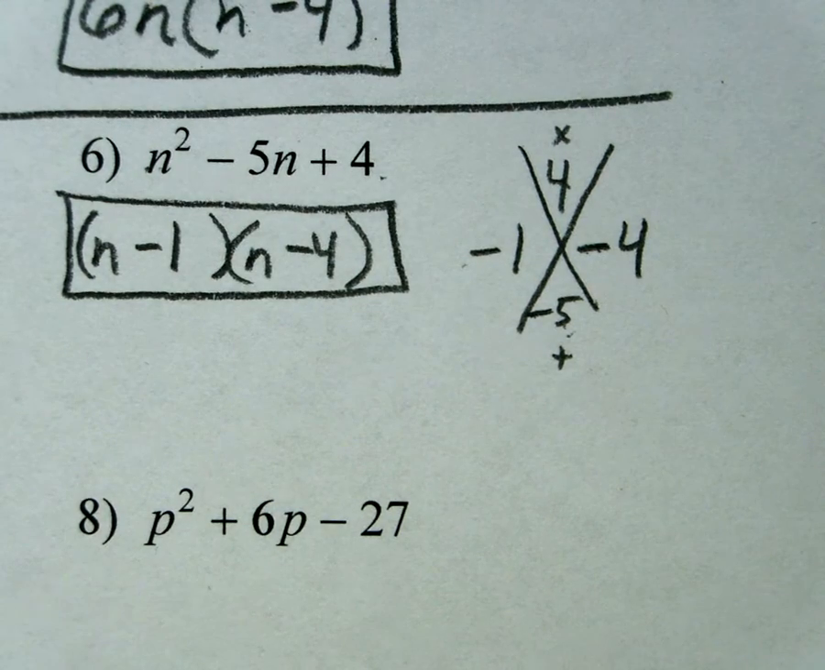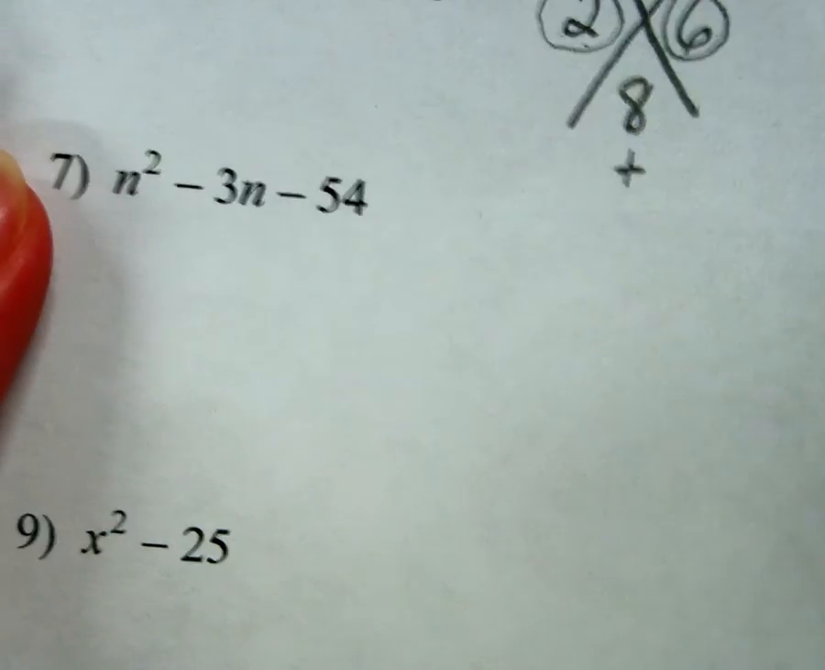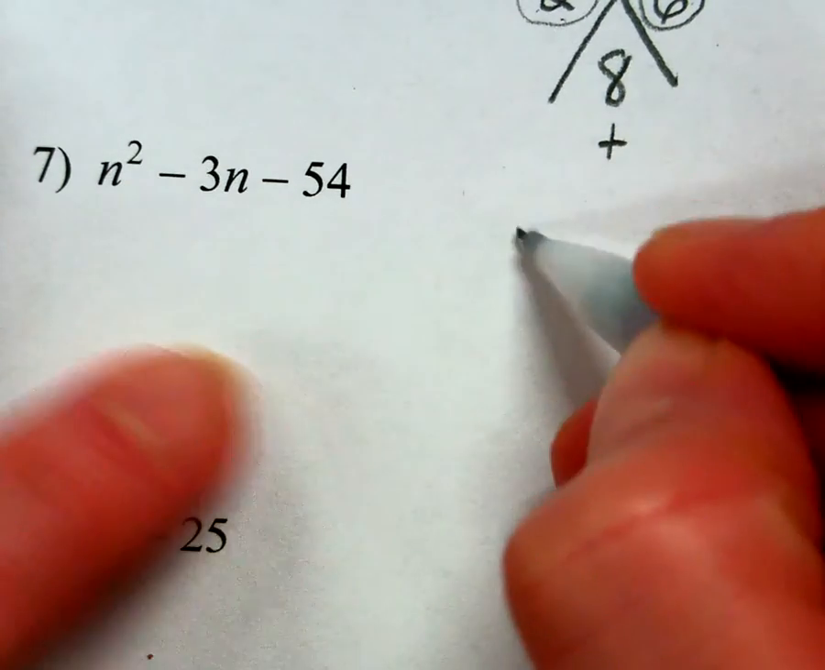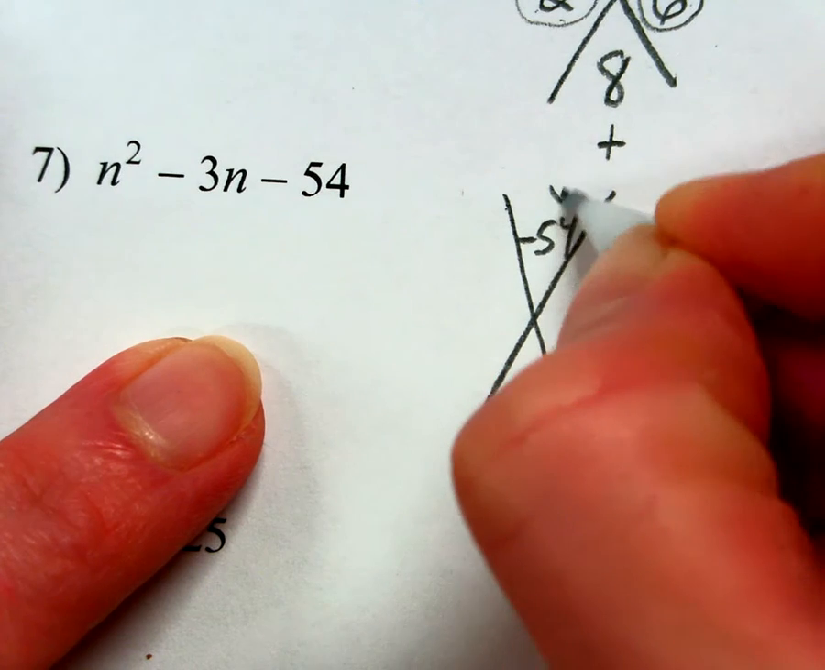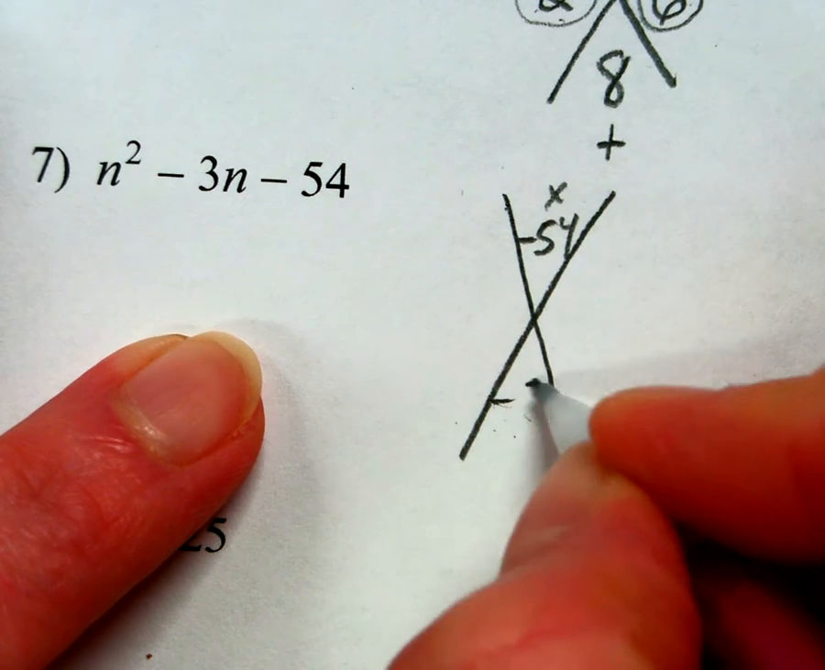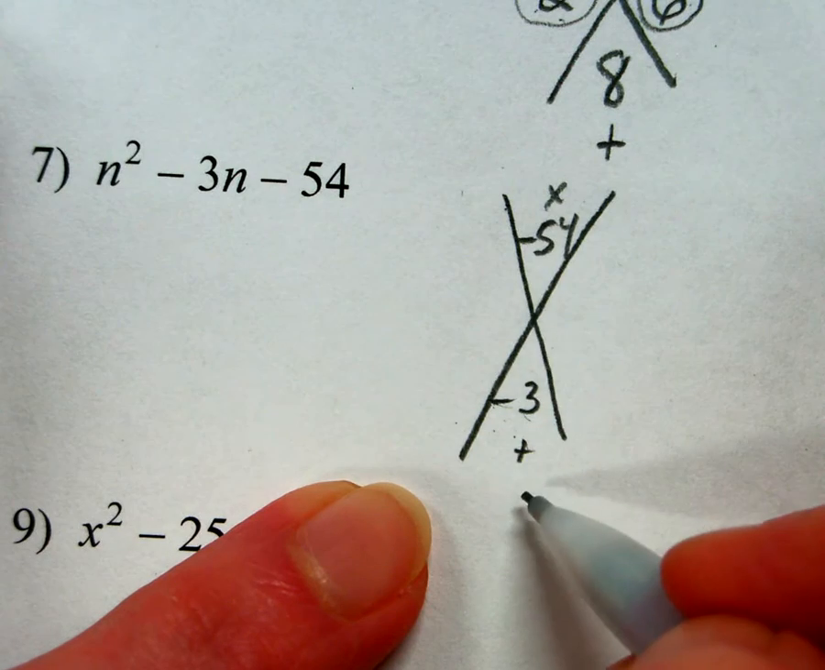All right, let's take a look at number 7. So on number 7, same kind of situation. We're going to make our little x, and we're looking for numbers that multiply to make negative 54, that add to make negative 3. This one's a little tougher because they're both negative.